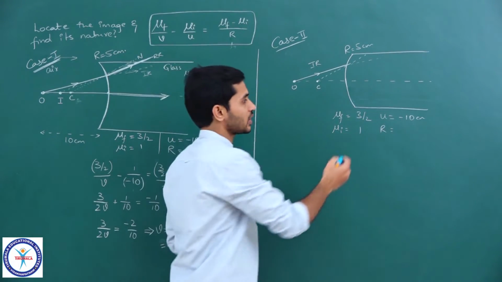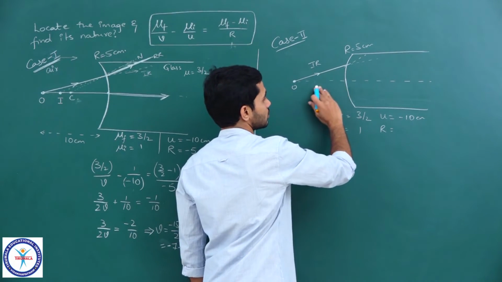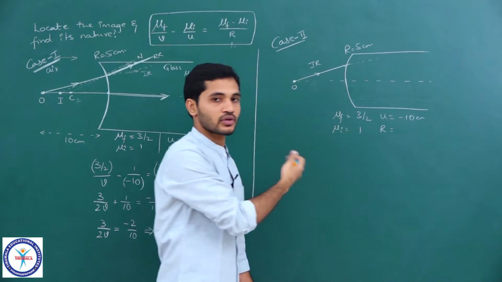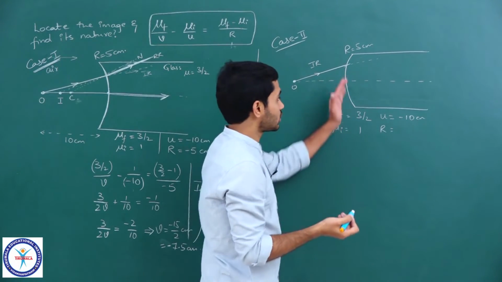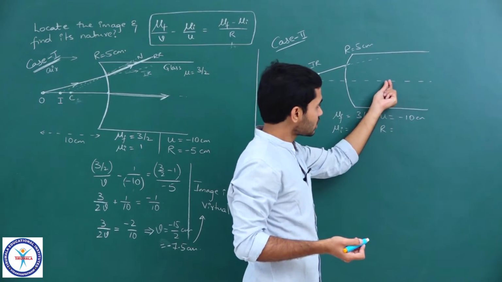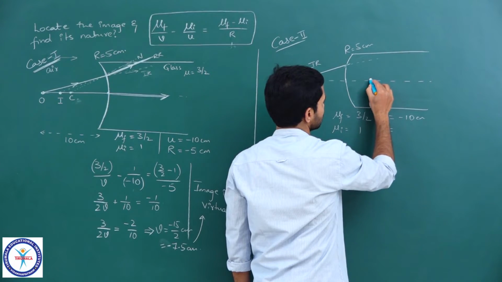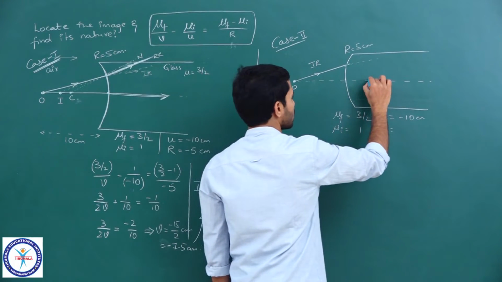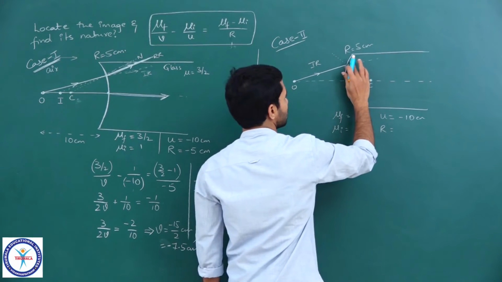Plus 5, because the center is not here. I have drawn it here by mistake, very sorry, I was drawing the same normal as for the earlier case. So, where is the center of curvature? This is where the interface is, so the center of curvature would be somewhere over here. Let us say it is over here. So, if I draw a normal, the normal would be like this.